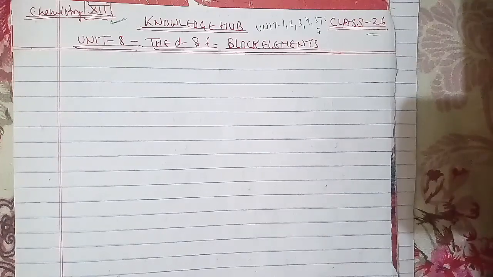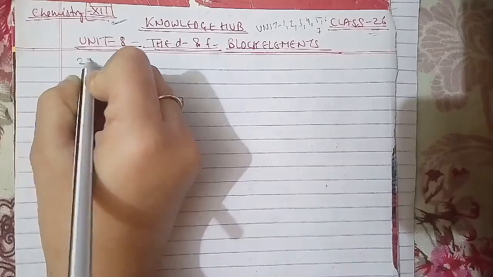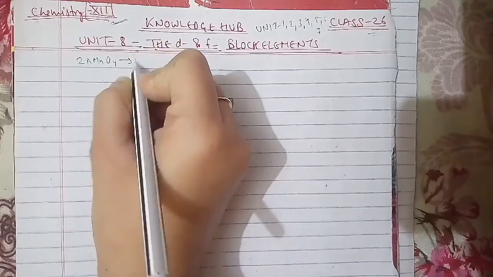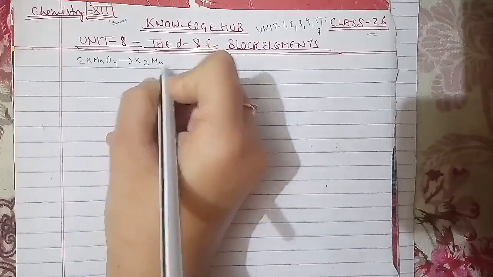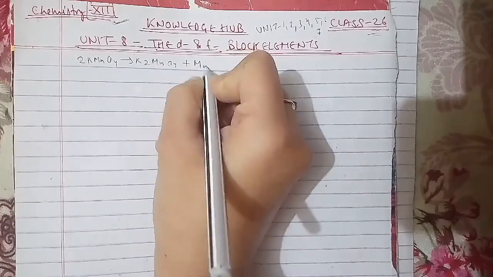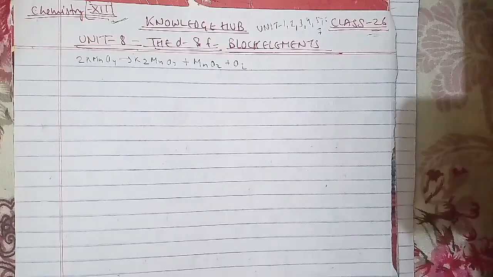decomposes at 513 Kelvin. For the same we have 2KMnO4 will give K2MnO4 plus MnO2 plus O2.